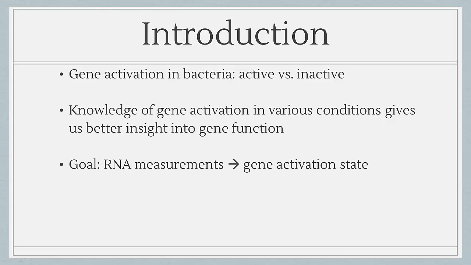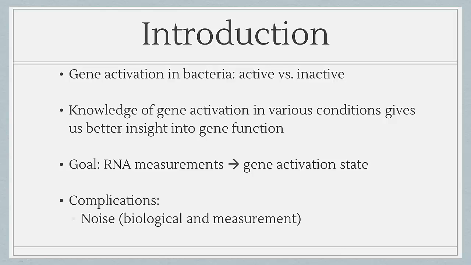Our goal is to take RNA measurements and produce predictions of gene activation state. When genes are active, they are transcribed, which produces a large amount of RNA in the cell. We can use measurements of the RNA for this specific gene to make a prediction about its activation state. The complication is that there's noise in our RNA measurement data. First of all, biological noise. When genes are active, they produce varying amounts of RNA due to the random nature of biological processes. As well, we have measurement noise. After the RNA is produced, we can't measure it perfectly, and there's some error associated with measuring how much RNA associated with a given gene is present in a cell.